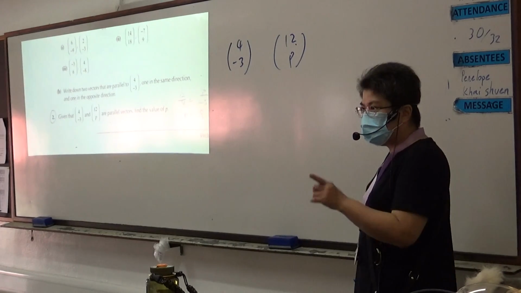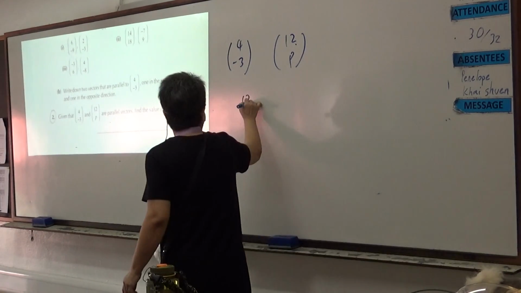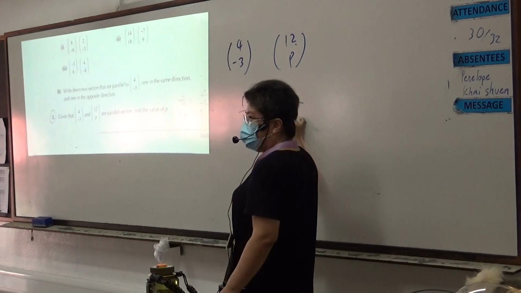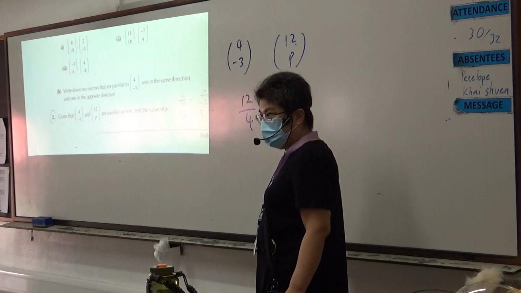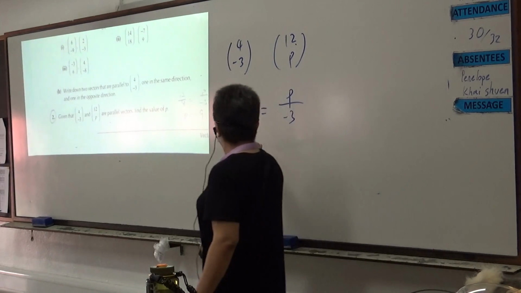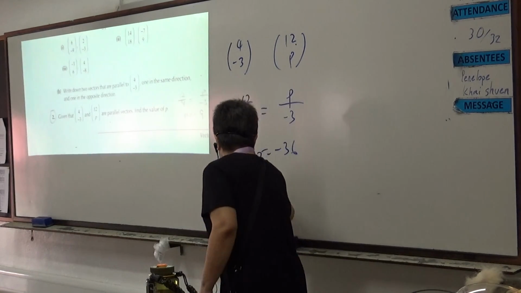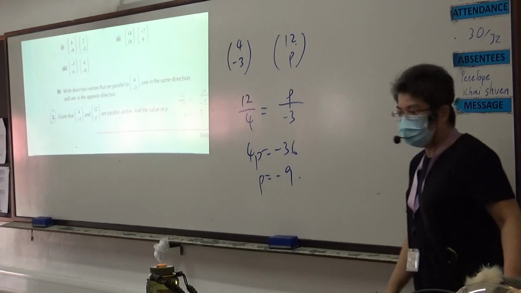All of you look up, please. You will take 12 over 4 equals to what? P over what? Negative 3. You understand? You always do this. So 4p is negative 36, right? So what is p? Negative 9. Can you take down this 4p?